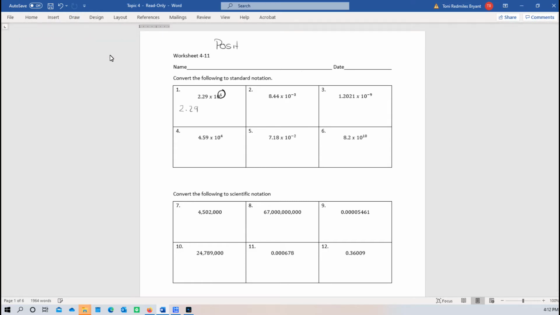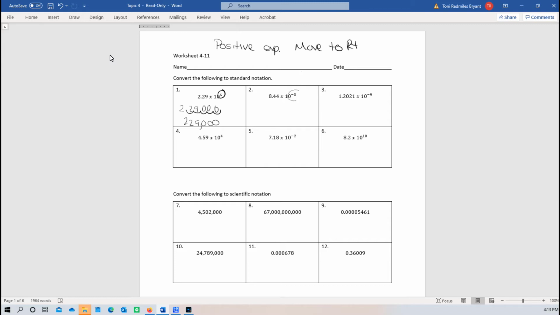Positive exponent, move to the right. All right, so I'm going to move it 5. 1, 2, 3, 4, 5. And remember, I'm moving it 5 places because timesing by 10 moves it a place value. So this one is 229,000.